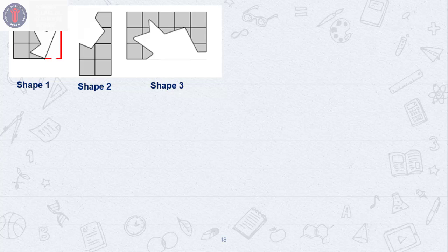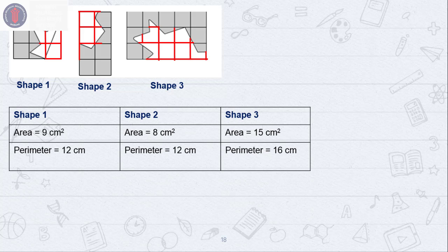This one, we can take the line. So you know that shape 1 is 9 centimeters square. How about the perimeter? Yes, it's 12 centimeters. How about shape 2? What is the area? The area is 8 centimeters square. How about the perimeter? It's 10 centimeters. Let's see shape 3. It will look like this. For shape 3, the area is 15 centimeters square while the perimeter is 16 centimeters.